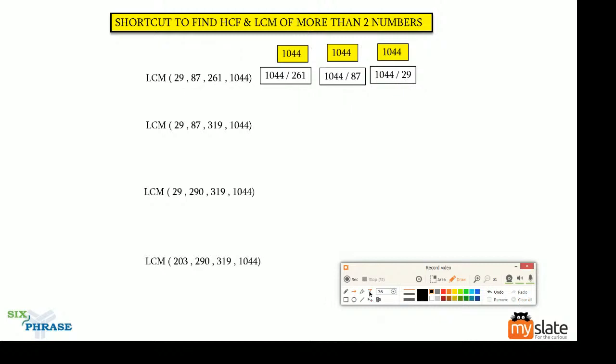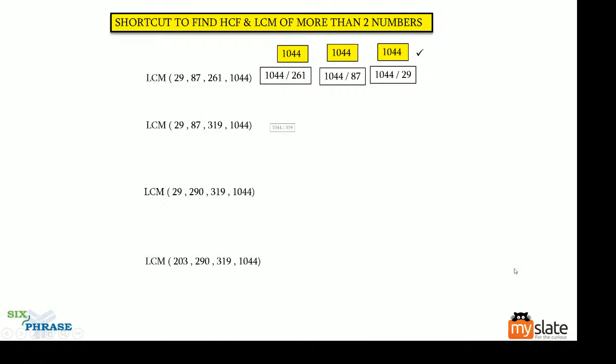Now guys, take 1044 and 319. You don't have 261, you have 319. Now look at what happens. Surely 1044 is not divisible by 319, so you cannot club it. So what did I do? I kept it as it is. So 1044 and 319 remain as they are.